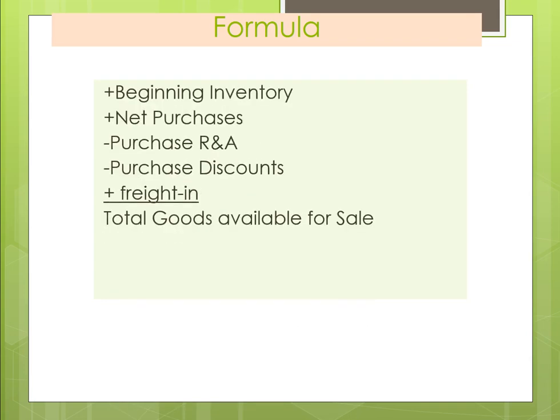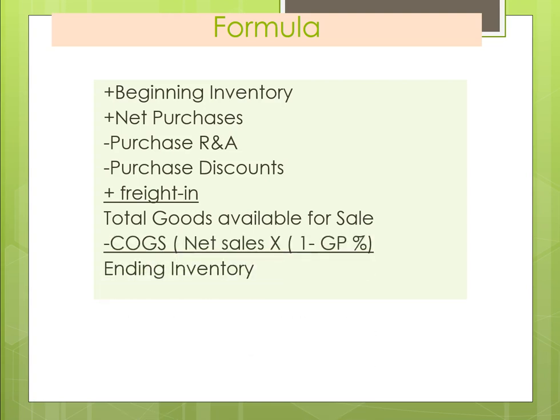Now we'll walk through an actual problem. This is the formula. First of all, we take beginning inventory plus purchases minus returns and allowances minus discounts, and that would give you net purchases. Sometimes they'll just give you net purchases. Add freight in, and that gives you total goods available for sale. Then you have to calculate cost of goods sold, and that is going to be net sales times 1 minus the gross profit percentage. That will give you an estimate of your cost of goods sold, and that's how you end up with ending inventory. So now we're going to work through a couple problems.